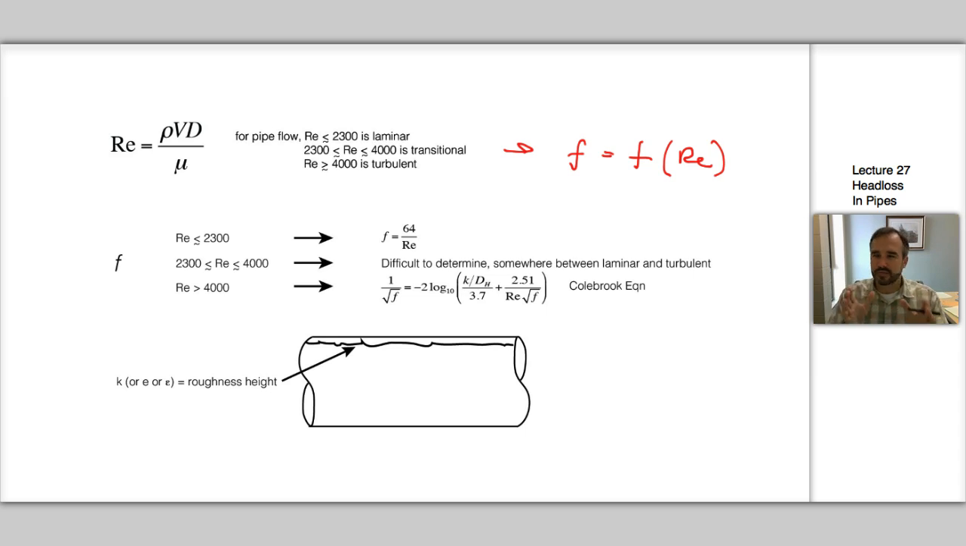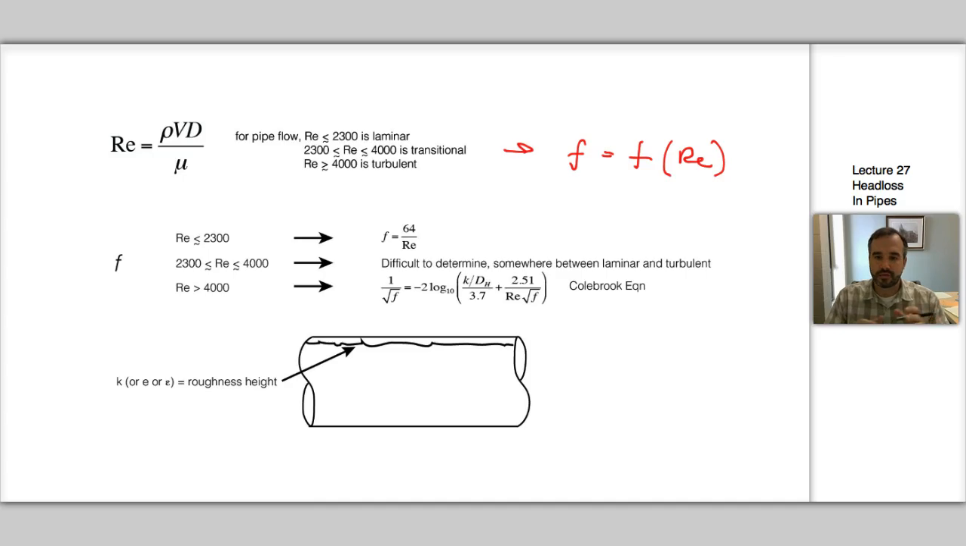For the transitional case, it's a little bit trickier. It's difficult to determine because, again, the flow's moving from periods of being laminar to periods of being turbulent and back and forth. But what we end up doing is it's going to fall somewhere in between our laminar case and our turbulent case. Okay?